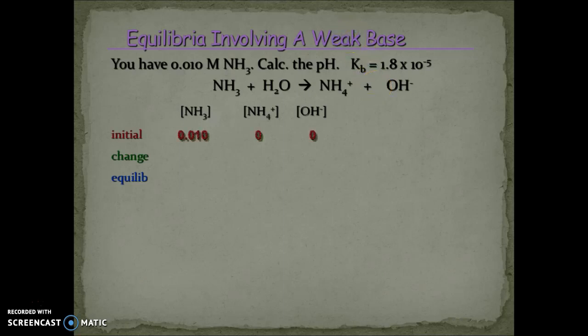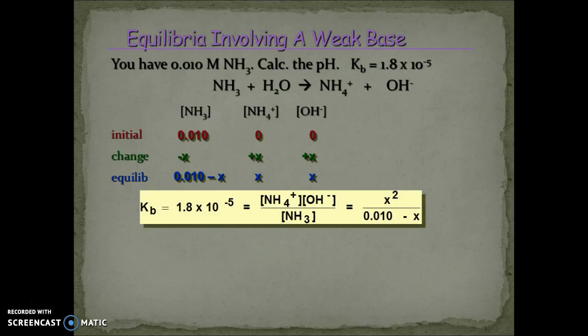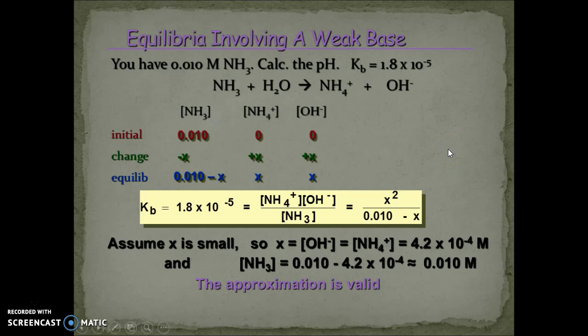So we know initial concentrations. Change is going to be minus x, x, and x, because as much of this as reacts will produce equal quantities of the two ions in the end. So equilibrium is going to be the concentration minus x, x and x. Put those into an equilibrium expression. And again, you can keep the x in there or eliminate it to make it easier on yourself.